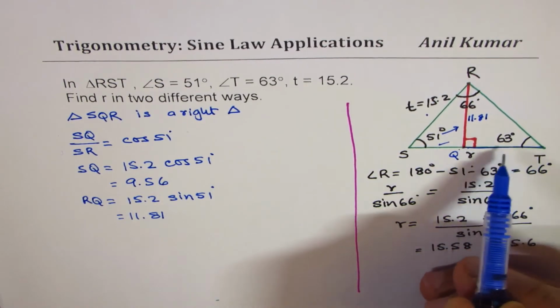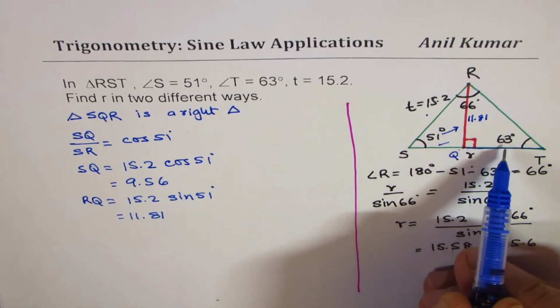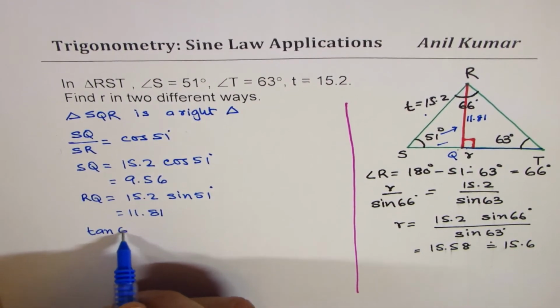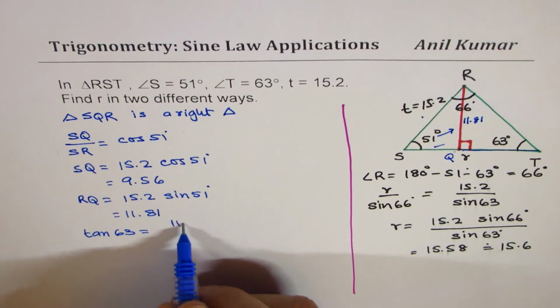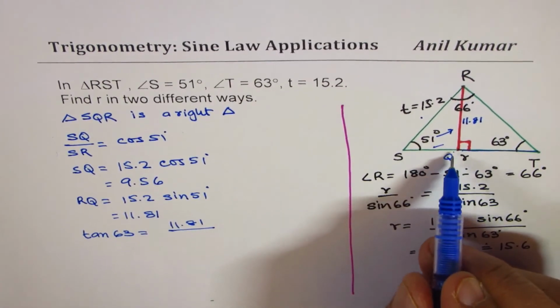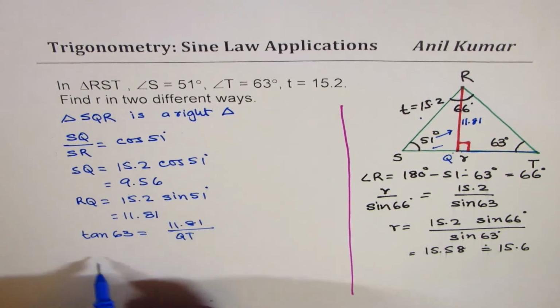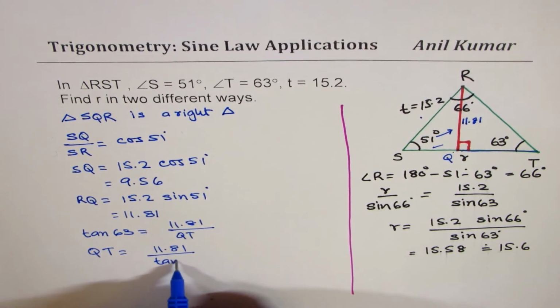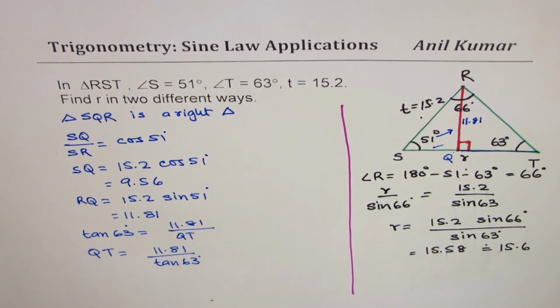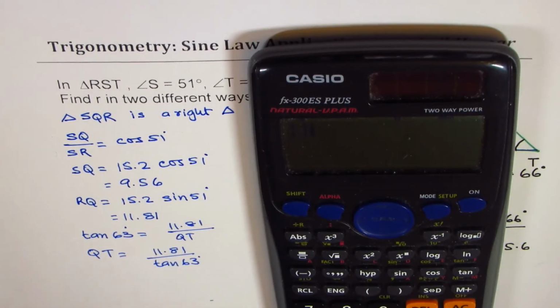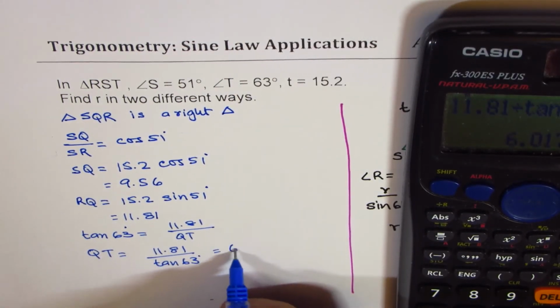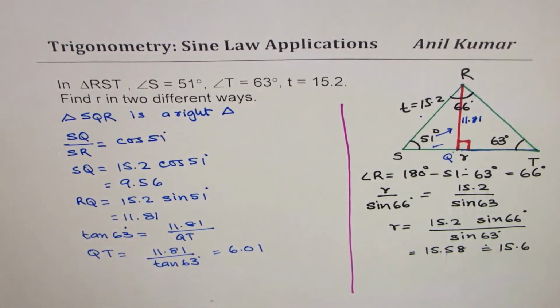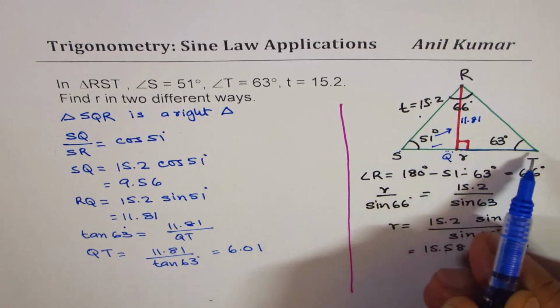Since we know this is 11.81, we can find what QT is. We can find QT using tan of 63. So tan of 63 is equal to 11.81 over QT. That gives you QT equals 11.81 divided by tan of 63 degrees, correct? 11.81 divided by tan 63 degrees is 6.01. So now we know what is SQ and what is QT.